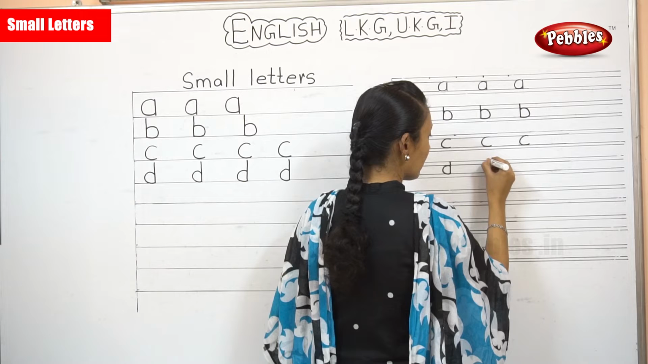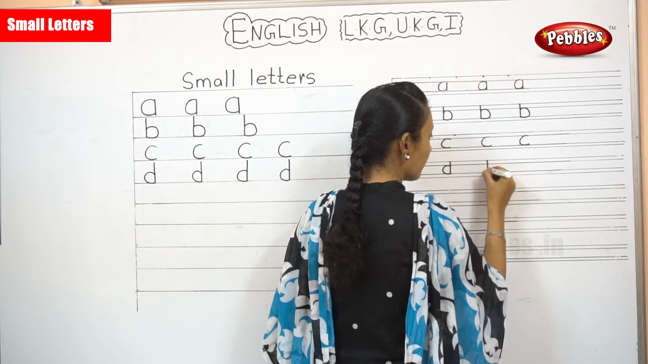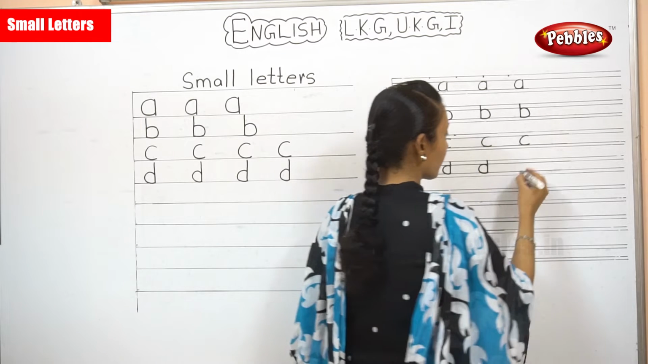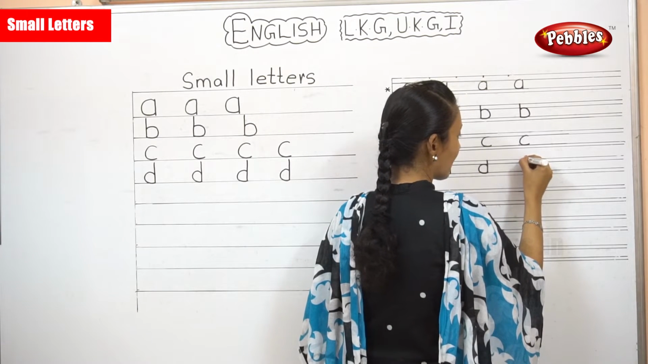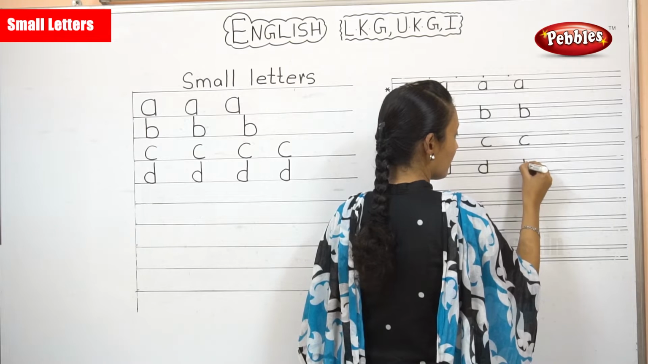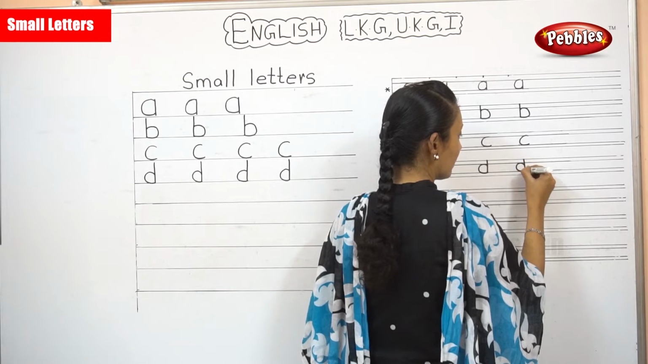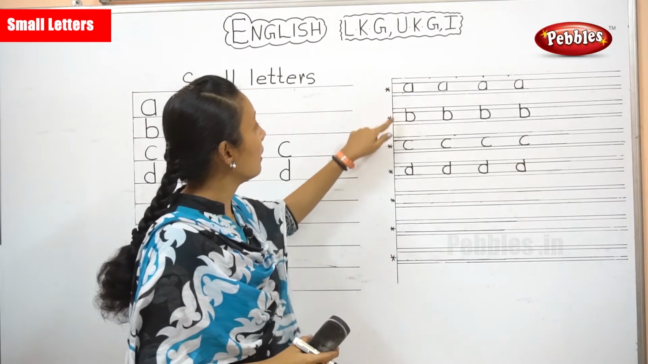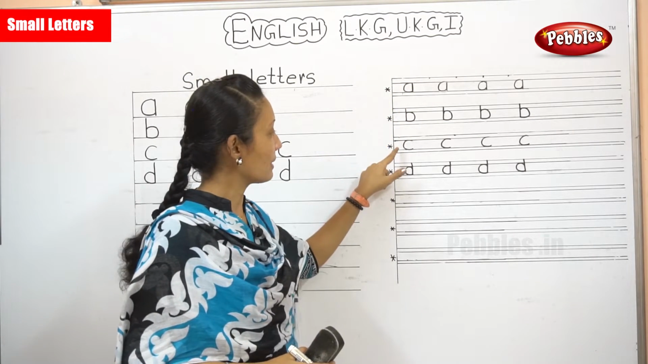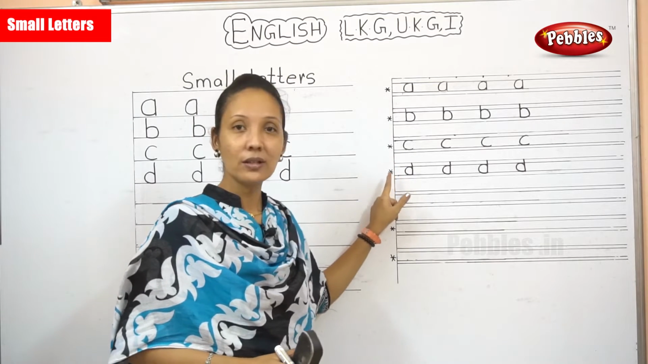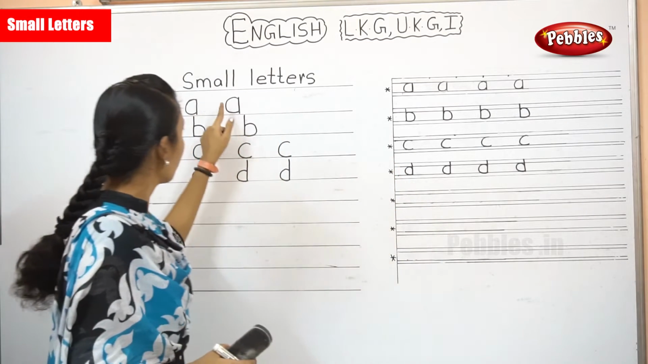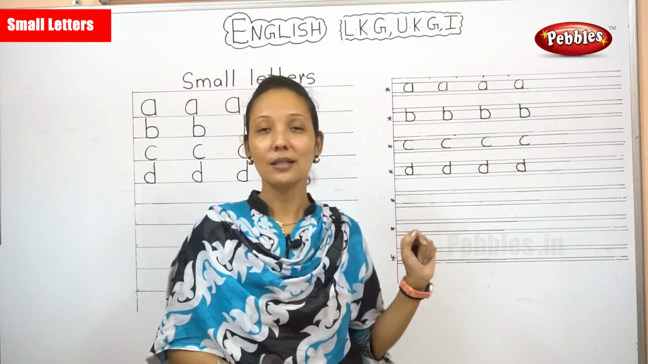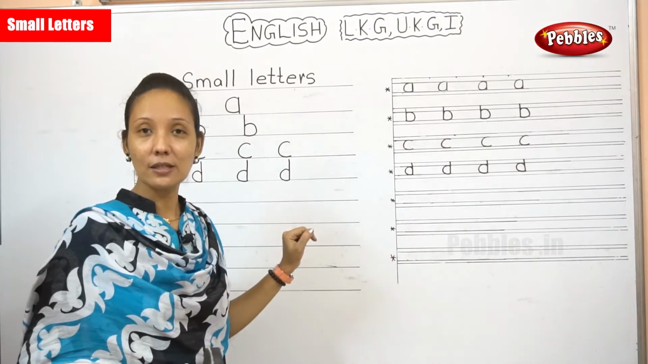A standing line and your curve D. Standing line and a curve, D. Yes, so you learned A, B, C and D. Now, after A, B, C and D, your next alphabet is E, small letter E.